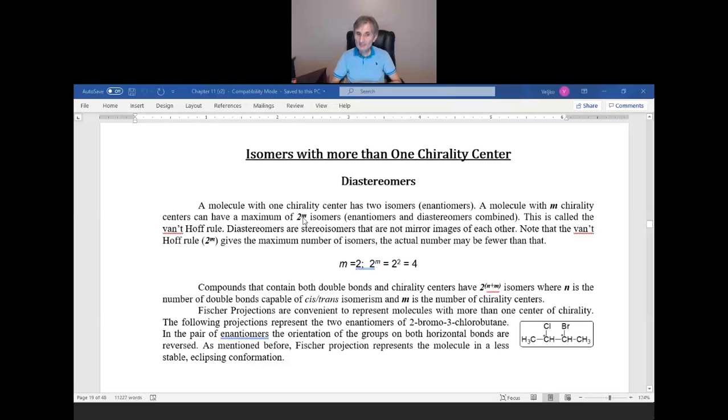If compounds have both double bonds and chirality centers, then the number of isomers is 2 to the power of n plus m, because each double bond could give a pair of stereoisomers, and each chirality center another pair. And so you add those two numbers. You use the sum of those numbers.